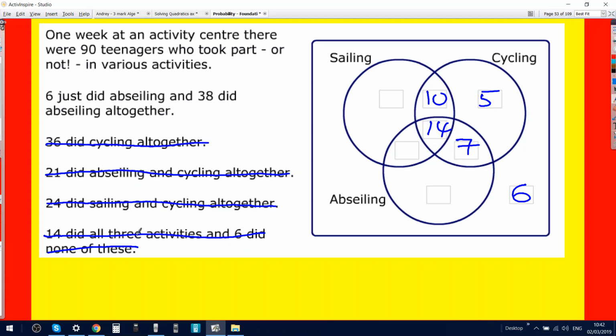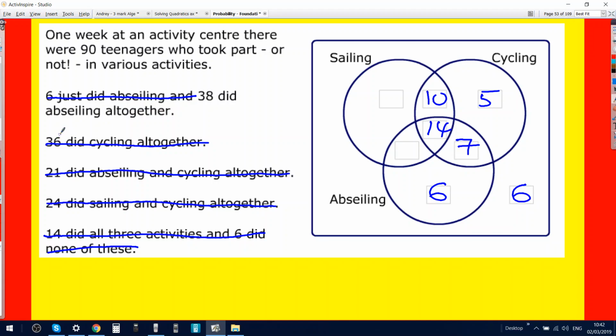6 just did abseiling. And 38 did abseiling altogether. So sailing and abseiling would be 32? Obviously. 6 just did abseiling, so what do you know about that? So maybe 6 doing abseiling. So would that be there? And 38 did abseiling altogether.